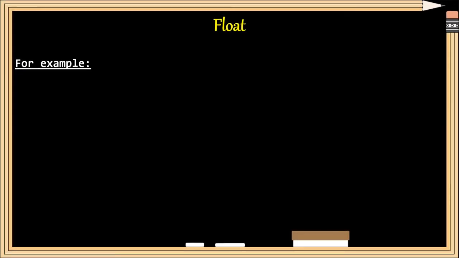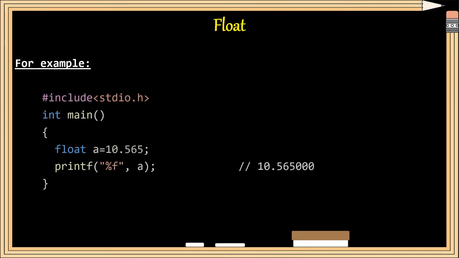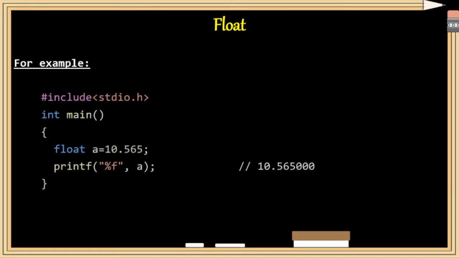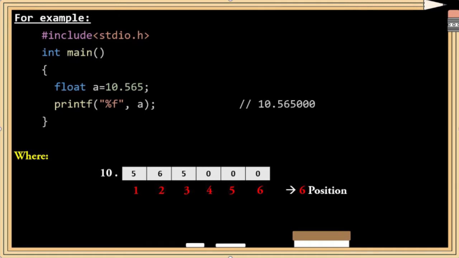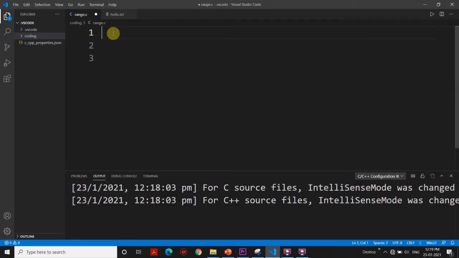If you print with the help of a float format specifier, then you will get the value 10.565000, where you can see 0.565 is printed and an extra 3 positions are also printed. That is because the float data type can hold up to 6 positions. If we assign 5, 6, 5, 2, 2, 3, it will also print that value here. It can hold up to 6 positions.